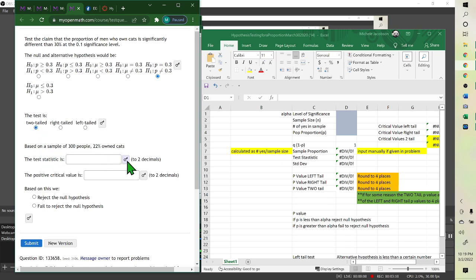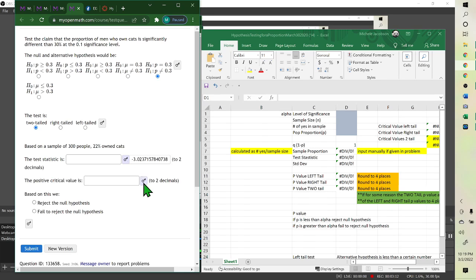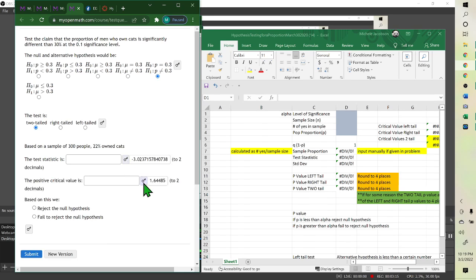Not equal to is two-tailed because it's greater than or less than. To find the test statistic and the critical value, we plug into here. So my level of significance was 0.1. My sample size right here, 300 pets. Yeah, 300.